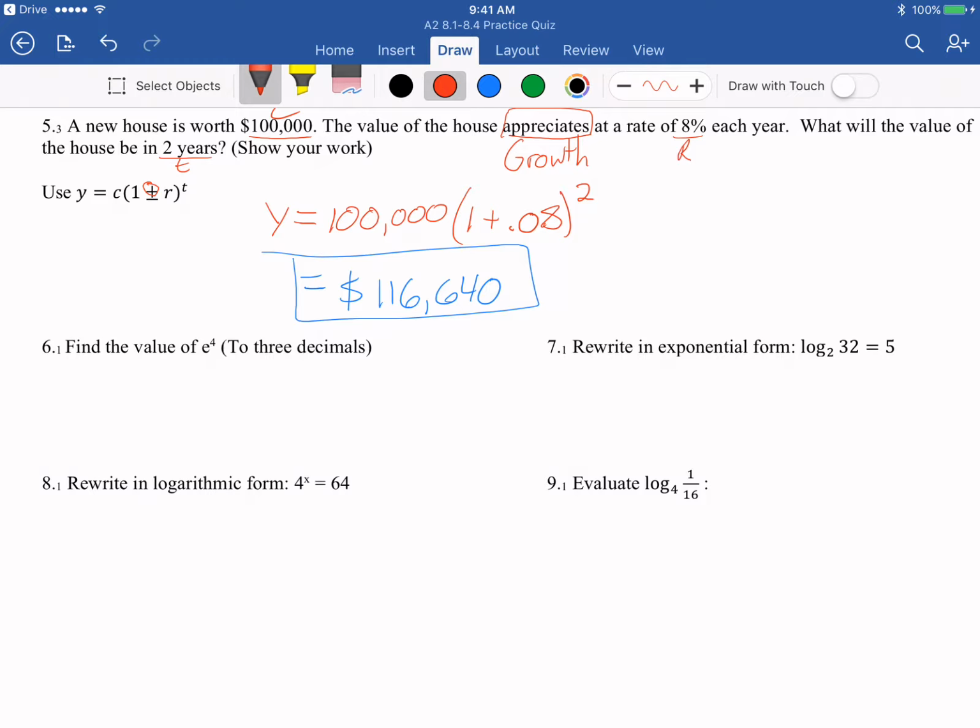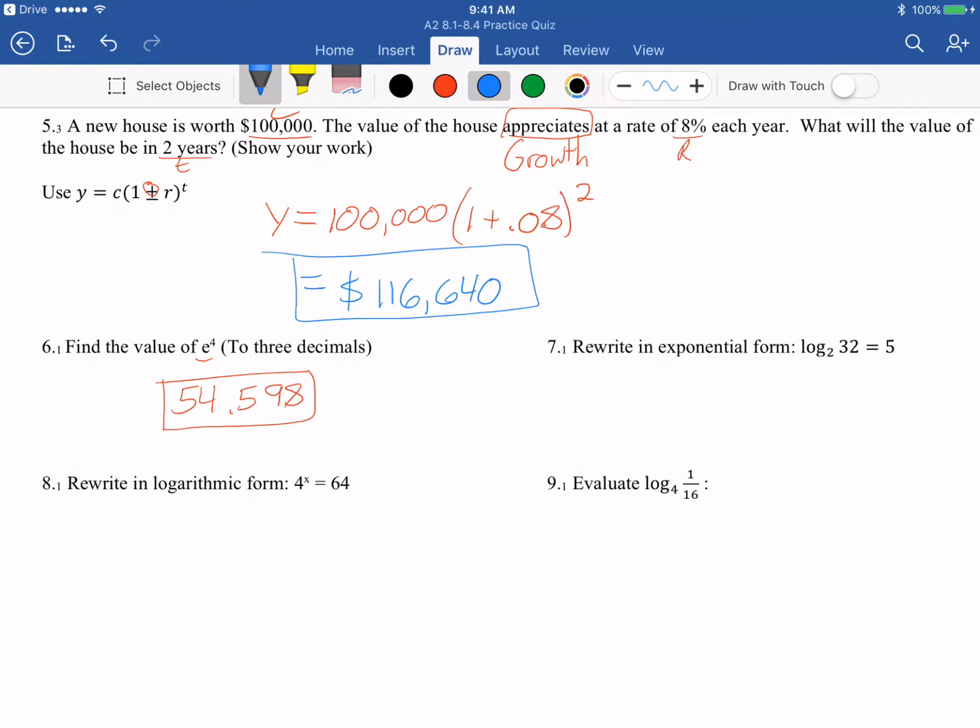All right, moving on to number 6, we have to find the value of e to the 4, okay? This one's just as simple as putting this guy into your calculator. So you put e raised to the 4 in your calculator, and you get 54.598. Okay, that rounds to the 3 decimals there for that one. Just as simple as putting in your calculator.